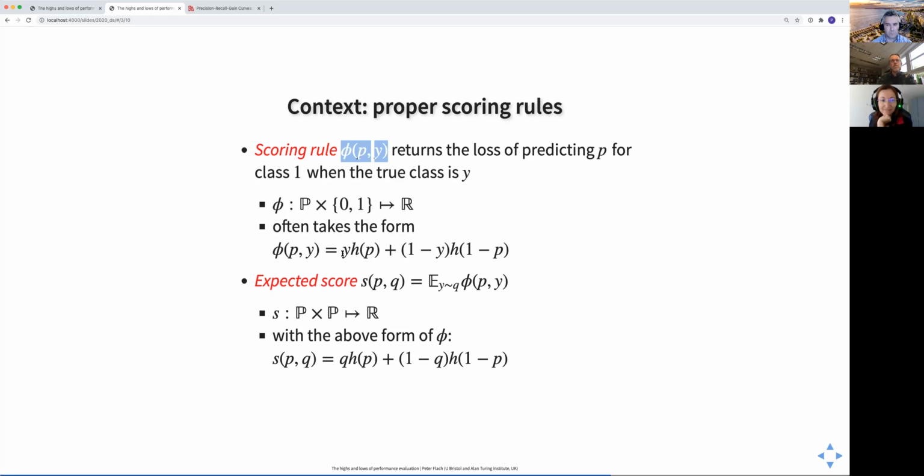Often these things have the form of a simple switch. There is some function H, and if Y equals 1, I return H of P, and if Y equals 0, I return H of 1 minus P. This is in the two-class setting; we can do more than two classes. Then we can think about, what if we have a true probability Q? What would be my expected score? I sample Y according to Q, and I take the expectation of my scoring rule. In this form, which is linear in Y, I can just replace Y by Q. So now I have an expected score if I sample classes according to the true distribution Q, but my estimate is P. So this is a penalty term.